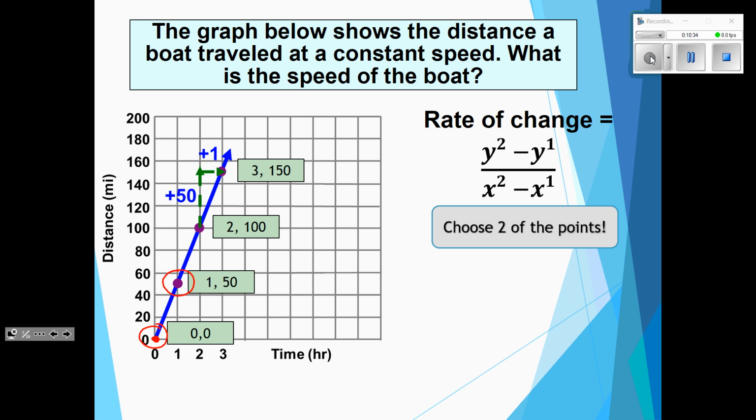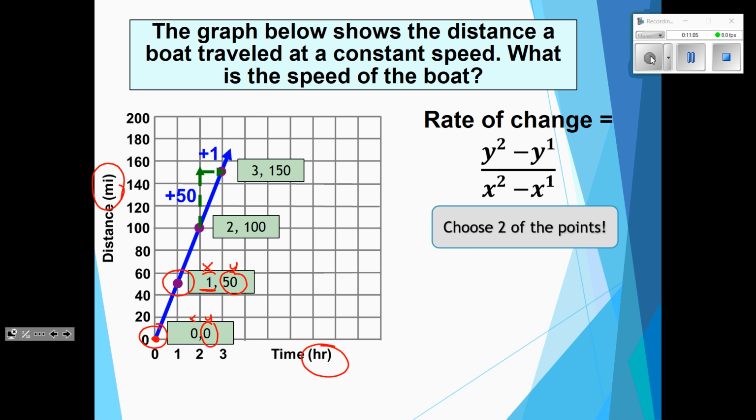We're going to subtract the y's. Remember, with an ordered pair, it's x, y. So here's my y, here's my x, y, here's my y. So I'm going to subtract the y's on the top, so I have 50 minus 0. On the bottom, since I did the 50 first, I have to do the 1 first when subtracting the x's. 1 minus 0, because there's 0, I just have 50 divided by 1, which is 50. So it's 50 miles per hour.